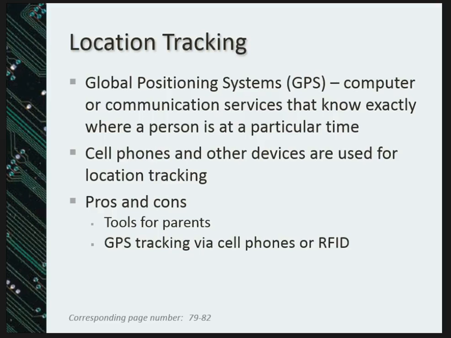GPS, which is a computer and communication service that allows you to know exactly where a person is at a particular time. We have cell phones and other devices used to track people's locations. The pros and cons: if you're a parent, you see it as a tool to be able to keep up with your children. GPS also allows tracking via cell phones or RFID. So do you lose your dog? They have an RFID chip in there underneath their skin. They're easily tracked.